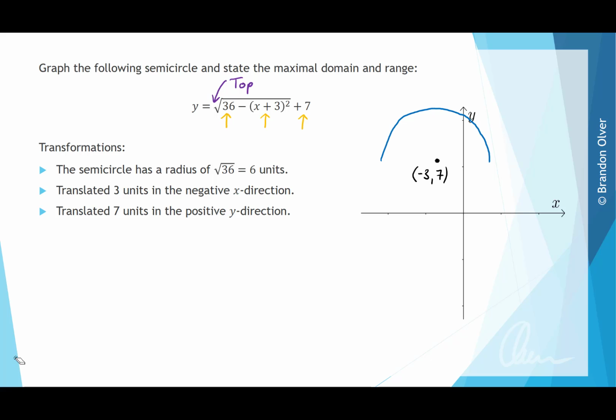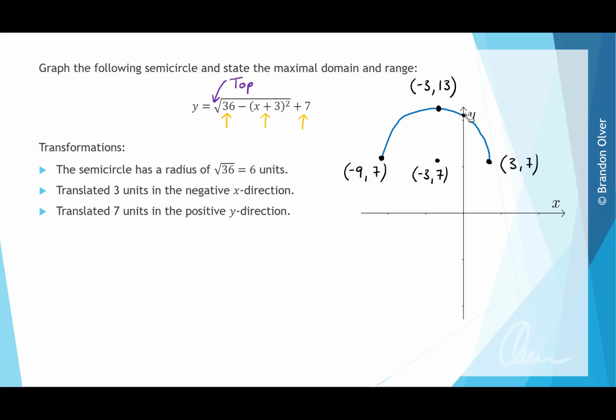Using our knowledge of the radius, we know that this position here is -3, and then 6 more in the negative x direction is (-9, 7). We can also take -3 and add 6, and that will give us (3, 7) as the two endpoints for this semicircle. Similarly, the maximum point on the semicircle is at x equals -3, and we have 7, and we add 6 to it, and that will be (-3, 13).